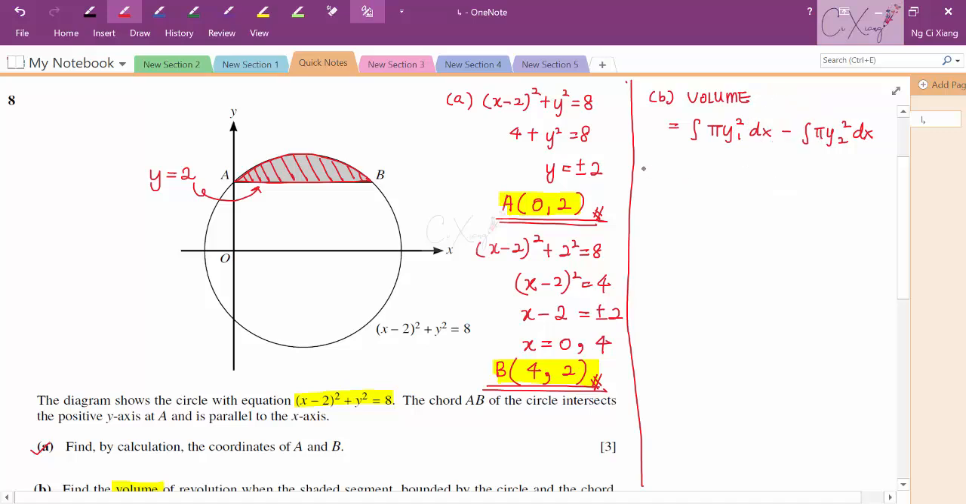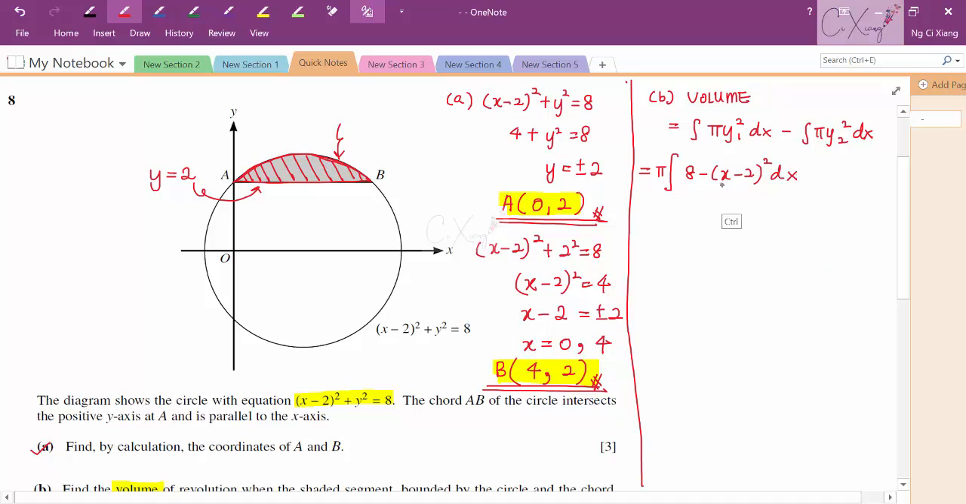Okay, so I will now substitute all the formulas inside the steps. I will take out the pi because pi is a constant. So what is the y1 squared? The y1 squared will be the function on top. So the function on top is this one, the circle equation. So I want to substitute the y squared. So y squared, very obvious, is 8 minus (x minus 2) squared.